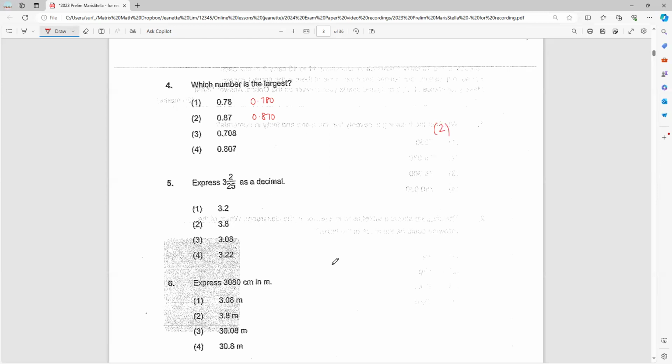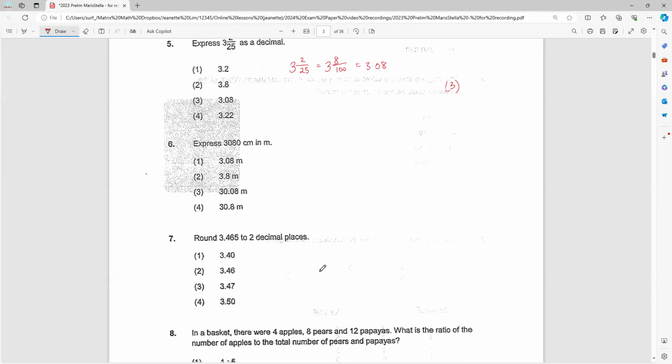Next, express as a decimal. To express as a decimal, you can change it to over 100. So from 25, we can change to over 100 by multiplying by 4. So 2 times 4 is 8. So here, 3.08. So option 3.